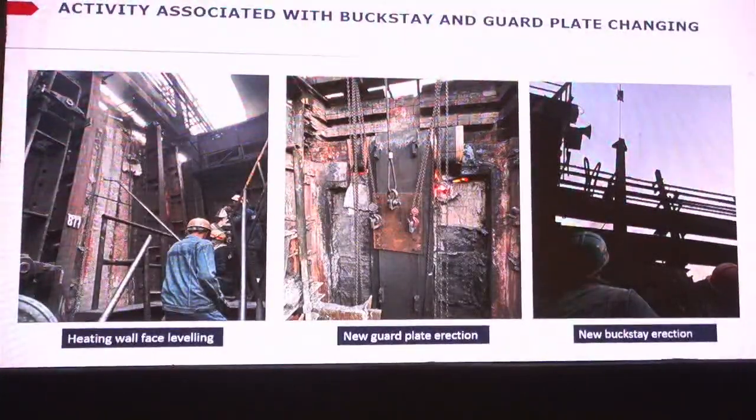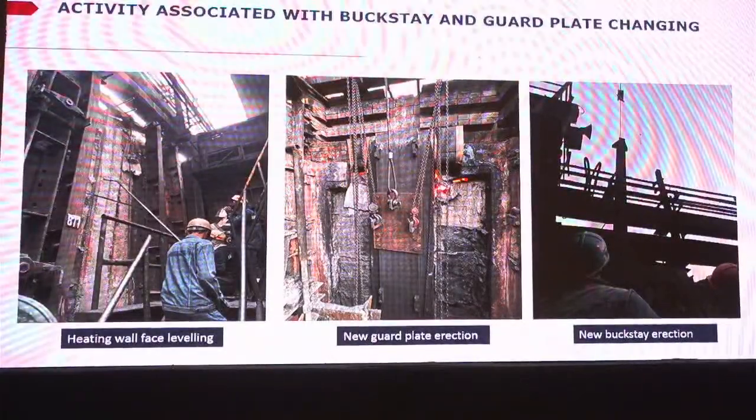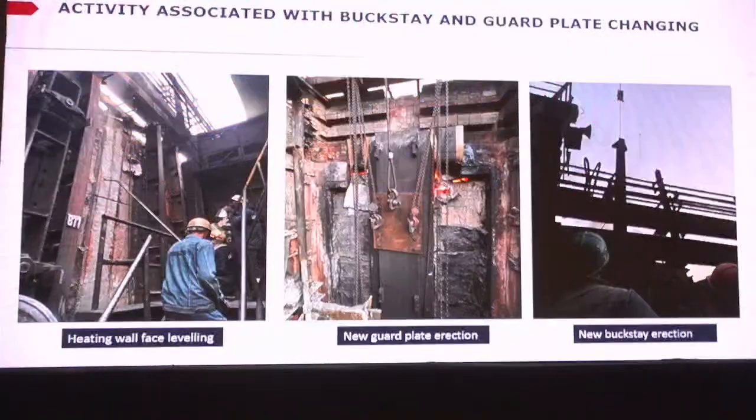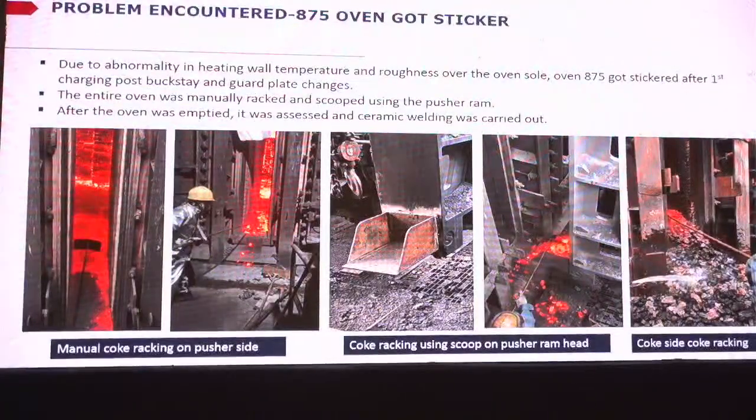So after guard plate removal, we saw the heating wall face level was not even, so we first leveled the surface of the heating wall, then new guard plate erection was done and new bucket stay erection was done. New bucket stay welding from the bottom side, CTR spring loaded, auxiliary spring tightening done.